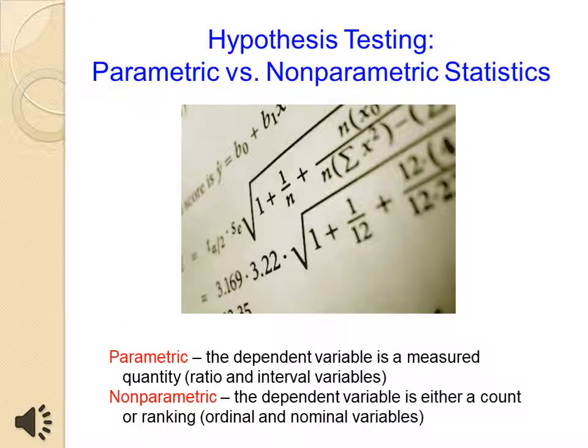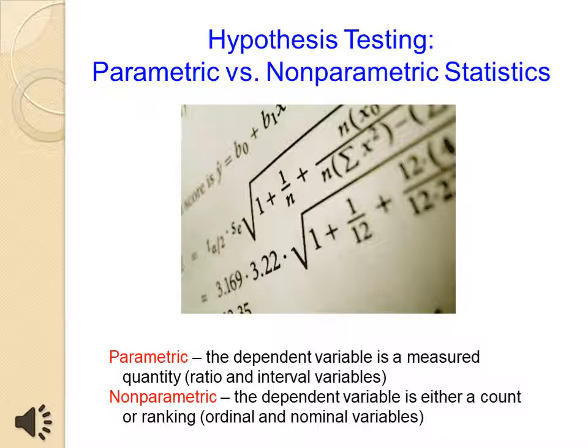Previously, this slide was presented to differentiate between parametric and nonparametric statistics. The basic difference is that in parametric statistics, the dependent variable is a measured quantity, a ratio or interval variable, so it makes sense to calculate means and standard deviations, and these types of variables are analyzed using parametric statistics.